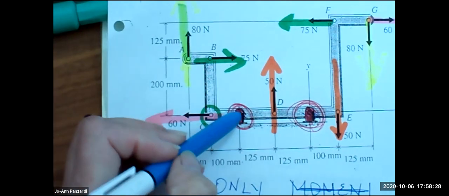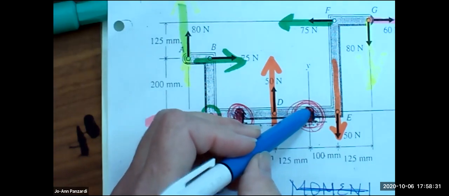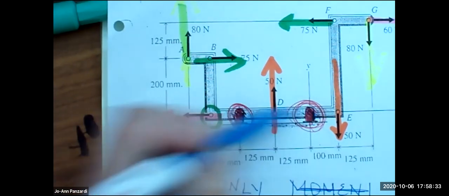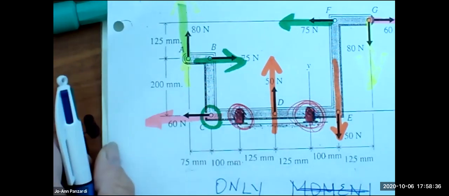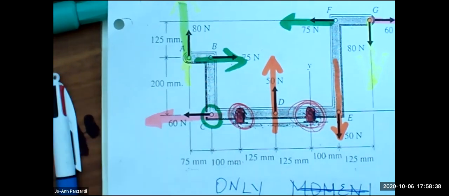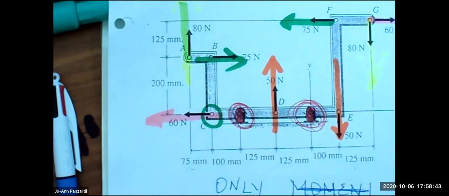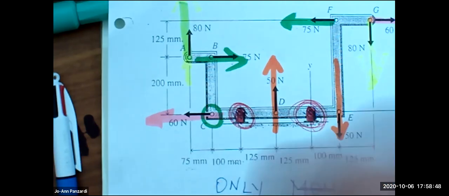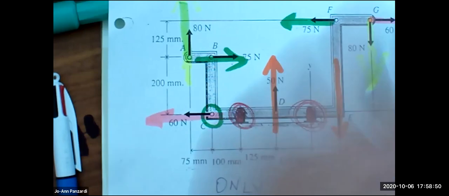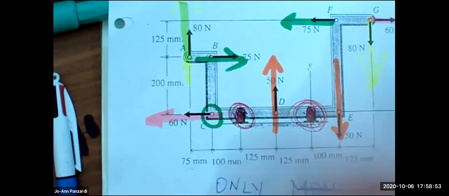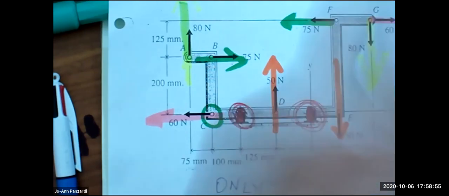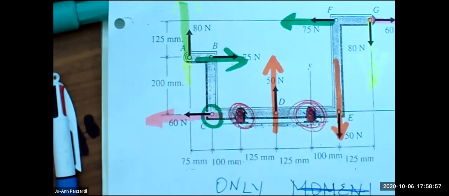So I know these are pin connections. Pin connections cannot withstand a moment. You ever have a pinwheel? You know those things at the fair that spin around and you blow them? It allows a motion, right? I can't break a pinwheel by creating too much force in motion, in a rotation. But I can break a pinwheel if I push it too hard in the X or the Y.